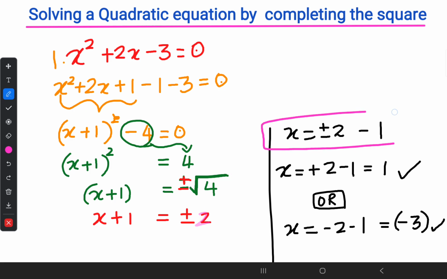So in this case, you will have two solutions for x because this is a quadratic equation. One solution with positive 2: positive 2 minus 1, it is 1. And negative 2 minus 1, it would be negative 3. These are the two solutions for the quadratic equation.